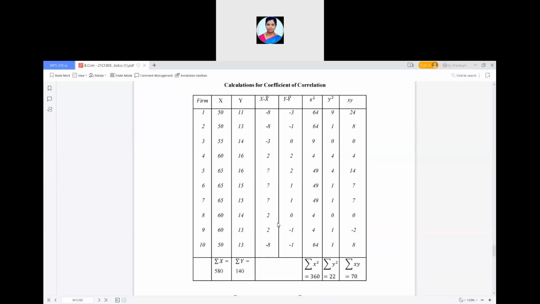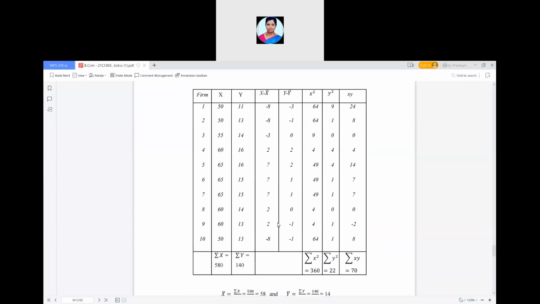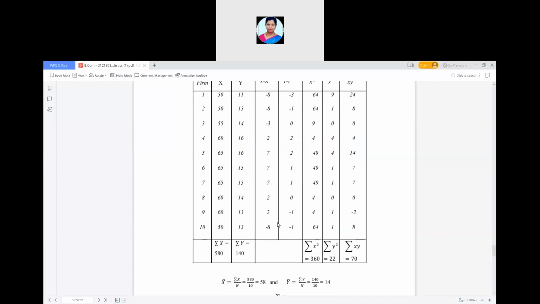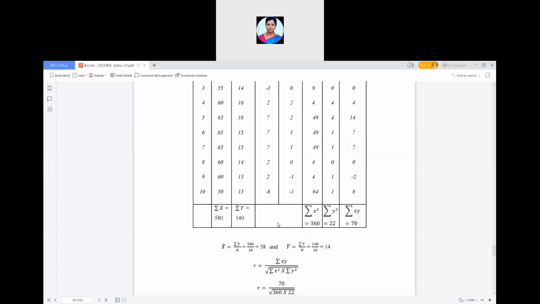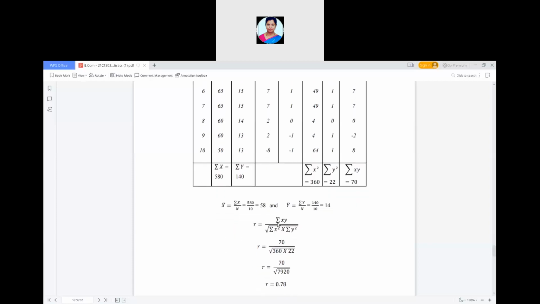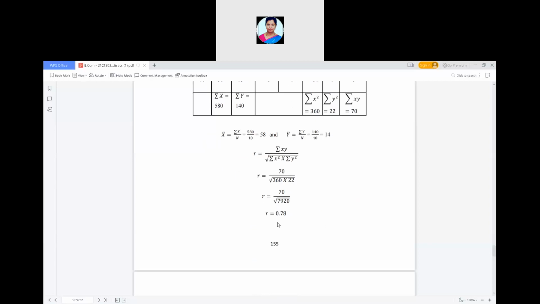The corresponding summation values are calculated here. What is the formula for calculating Pearson's coefficient? r is equal to summation xy divided by the square root of summation x square into summation y square. We are applying the values from the table. So 70 divided by the square root of 360 into 22. So the answer is 0.72.